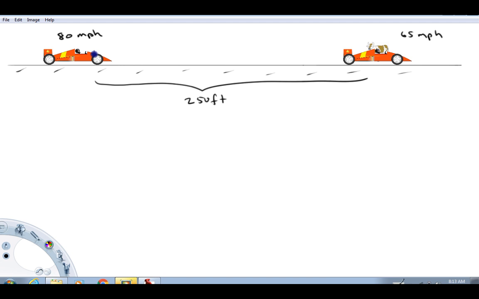So the first thing I'm going to do is maybe draw a velocity vector here for the 80 miles per hour, and call this V initial. Second, I'm going to draw another velocity vector to represent the 65 miles per hour and call that V final. You'll notice that I try to draw that a little shorter. That's because 65 is less than 80, and the length of the vector is representative of the magnitude of the speed. All right, the 250 feet is labeled.